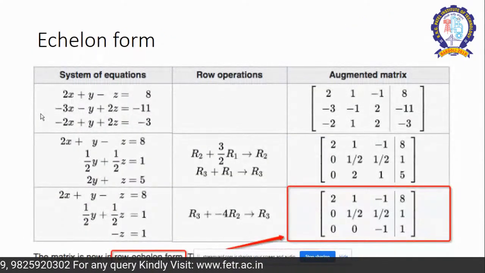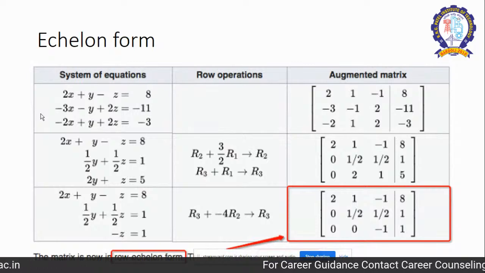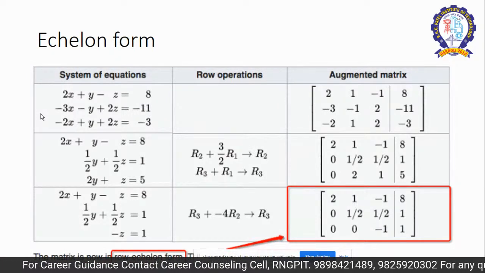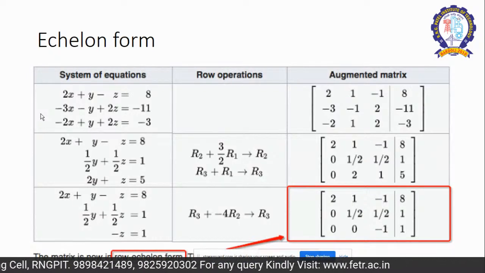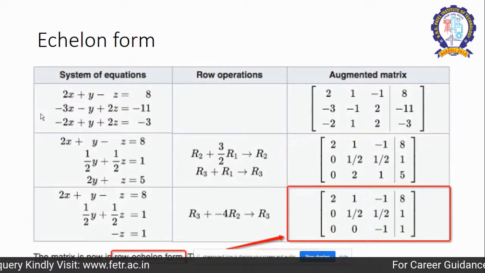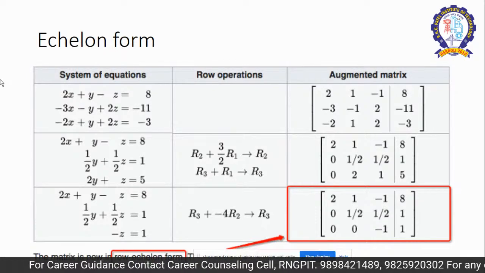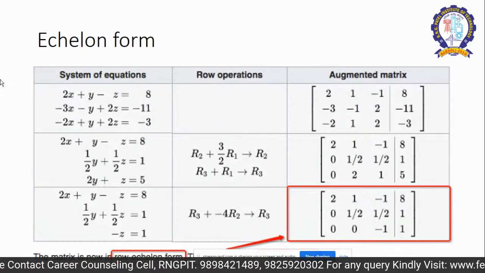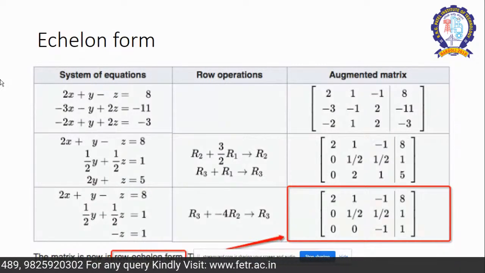Now, there are two different forms, meaning we always perform row operations on a matrix. So the row equivalent form and the reduced row equivalent form are major tools to solve any system of equations. Here we have a system: 2x plus y minus z equal to 8, minus 3x minus y plus 2z equal to minus 11, minus 2x plus y plus 2z equal to minus 3. That can be converted into the augmented form.